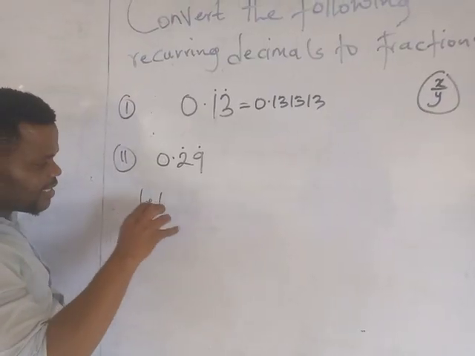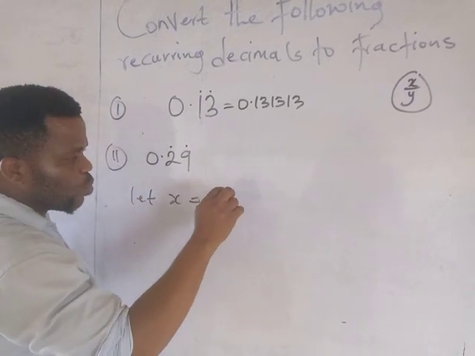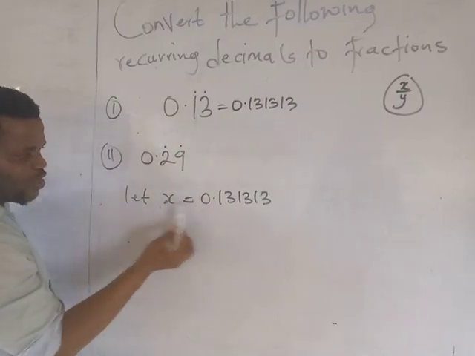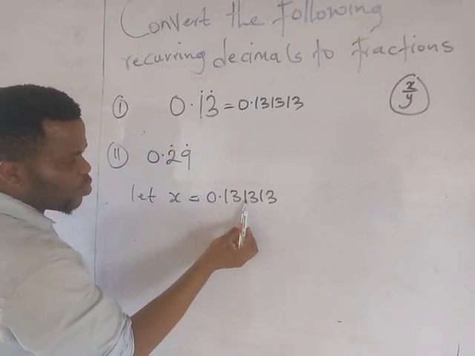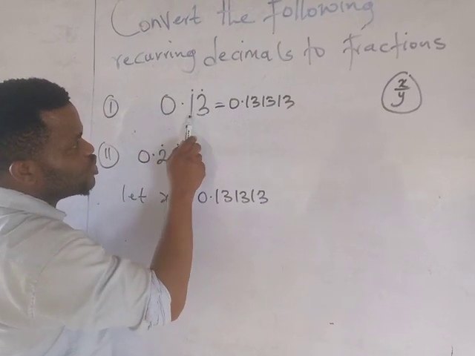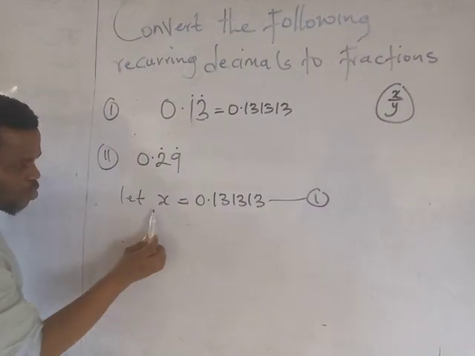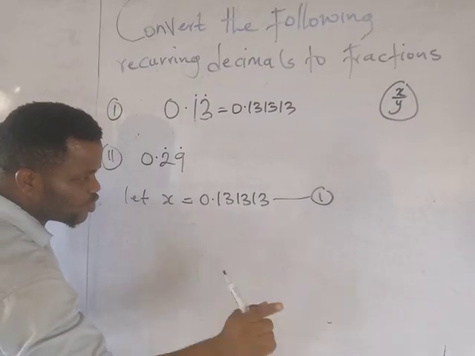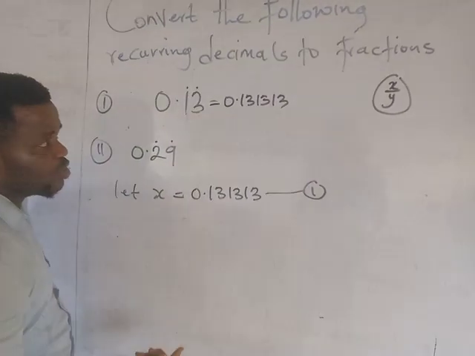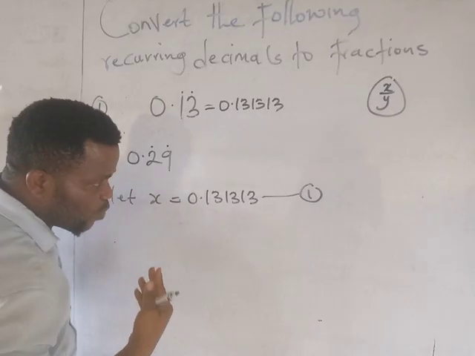You say let x equals 0.131313. Now because only two digits repeat themselves, I'll call this equation 1. I am going to multiply through by 100 because two digits repeated themselves. If it was one digit, I'll multiply by 10. If it was 3 digits, I will multiply by 1000.